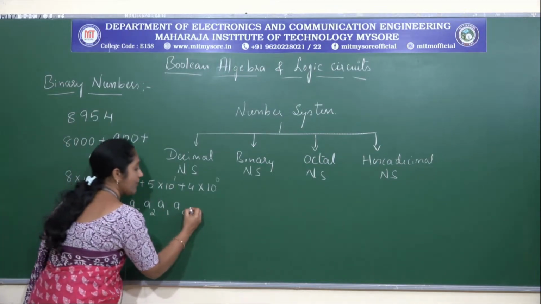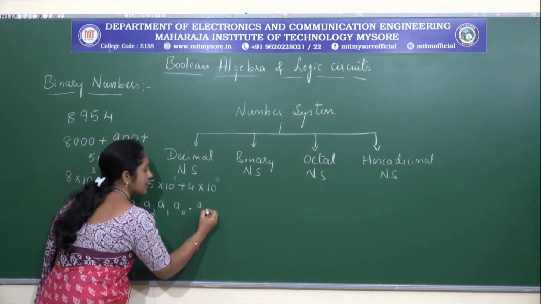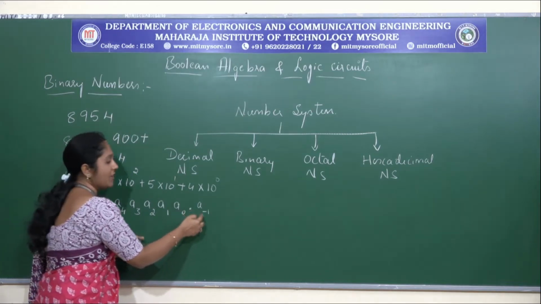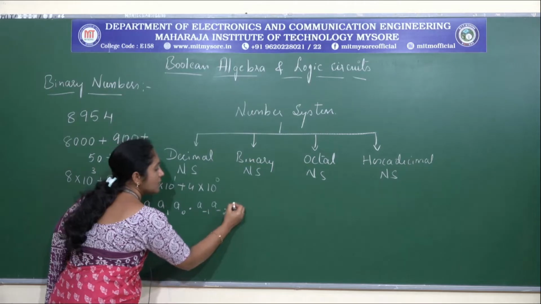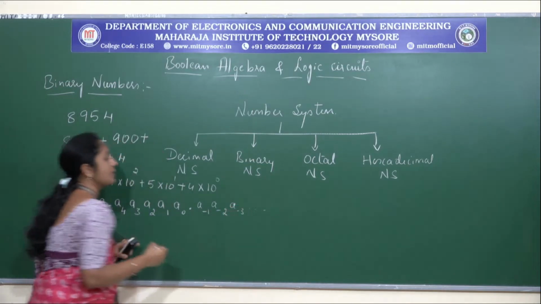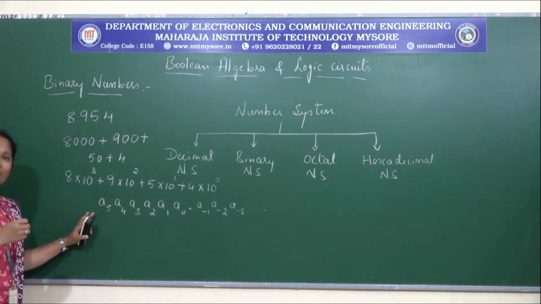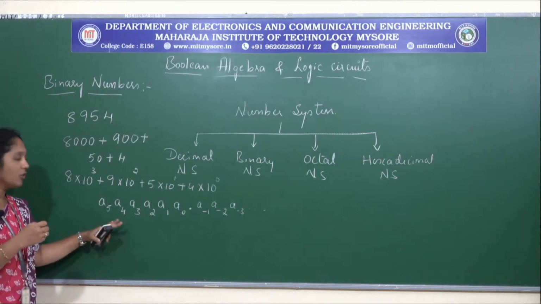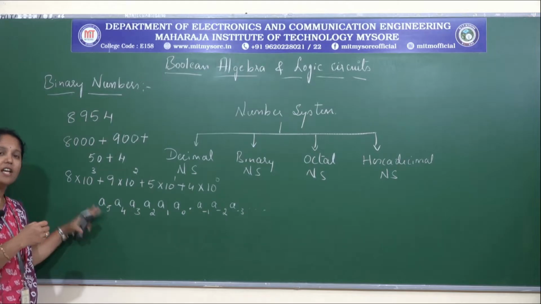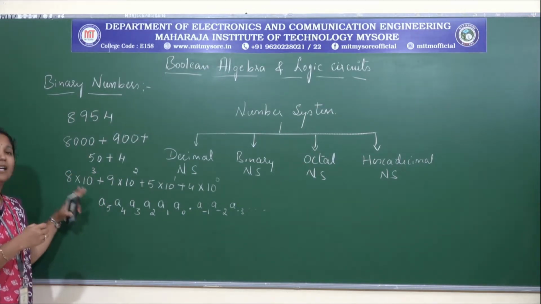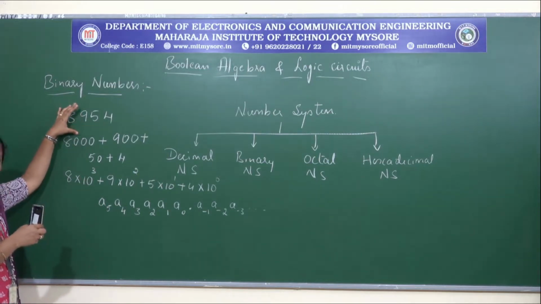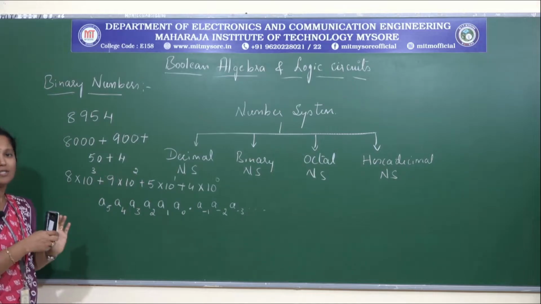If the number is in fraction format, then we write like this: A minus 1 after the decimal point, then A minus 2, A minus 3, etc. This is how we can represent any given number using its compact form, that is, its coefficients. Using the coefficients, we represent the number in compact format. So this is the representation of a given number in the decimal number system.